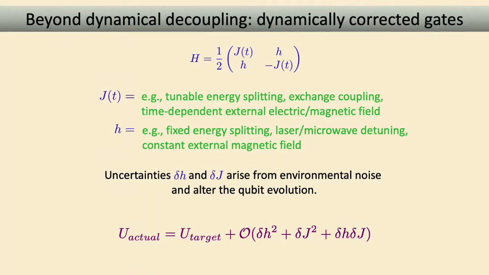And the environment gives rise to fluctuations in this Hamiltonian. It can fluctuate this constant H. It can fluctuate this driving term J. And I need to somehow achieve a target evolution operator, which is my gate, in such a way that it's robust to these fluctuations, at least to first order, maybe to higher order as well.